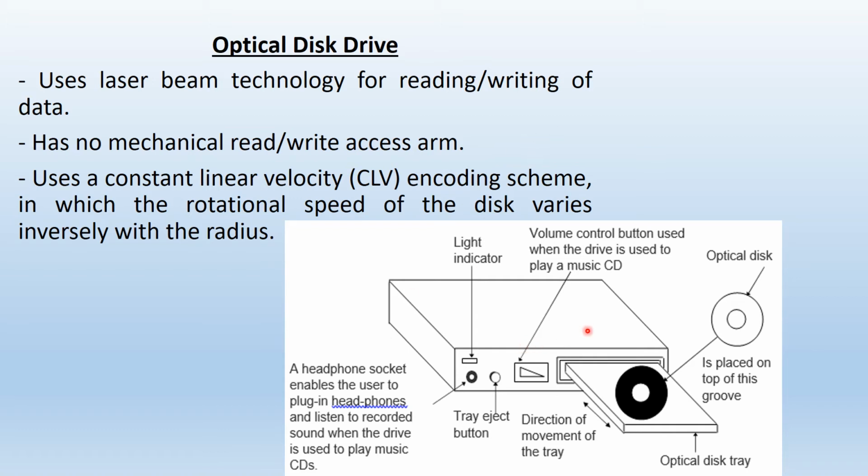So this doesn't use any arm like the hard drives that you see, which were square and had the disk and a little arm to read. No, this one uses a laser beam to read the data in it, and uses constant linear velocity, which is known as the CLV encoding scheme, in which the rotation speed of the disk varies inversely with the radius. So everything has to do with their velocity, how fast or how slow they go.